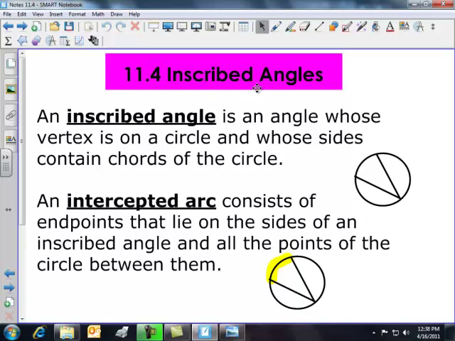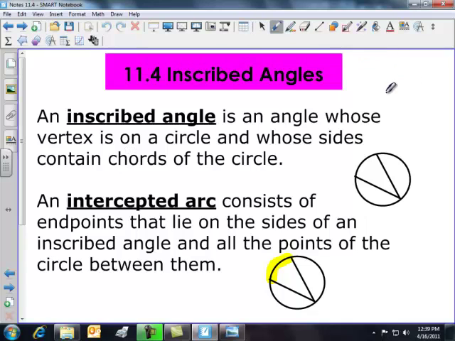This section deals with what are called inscribed angles. Now let me explain what inscribed angles are. Here's a good picture of one right here. An inscribed angle is an angle whose vertex is on a circle, not in, but on a circle, and whose sides contain chords of a circle.